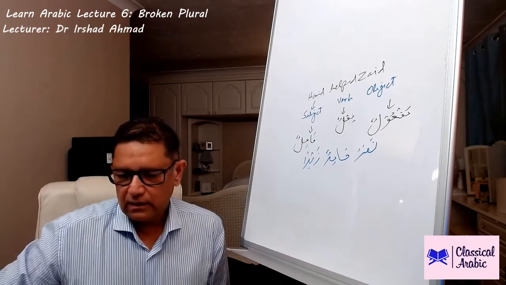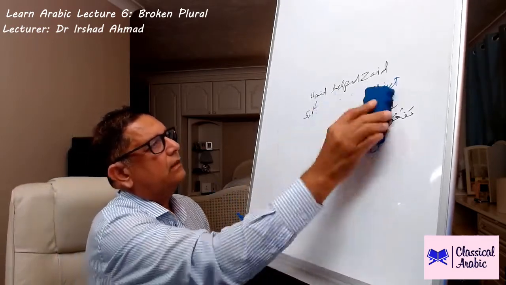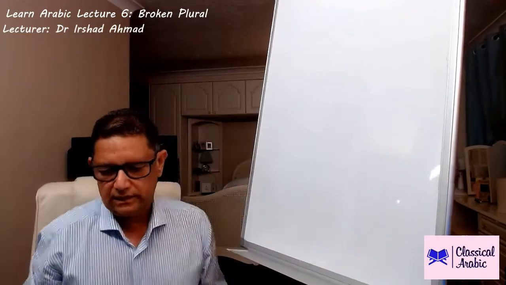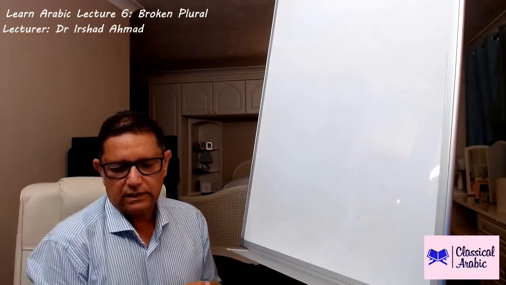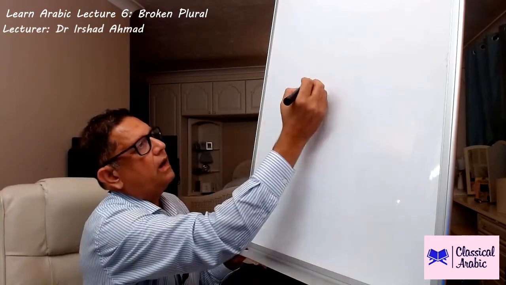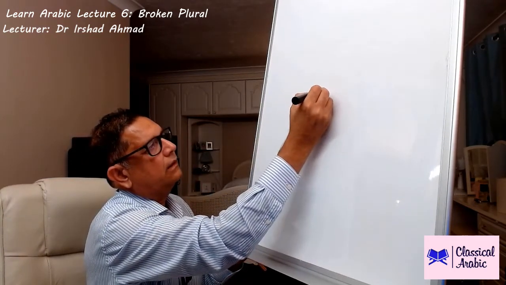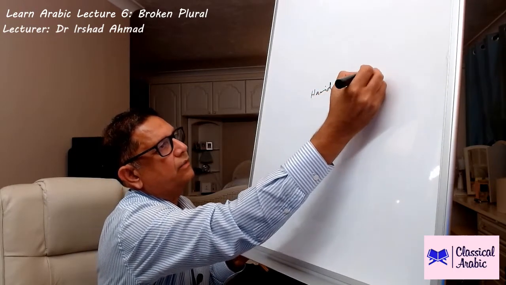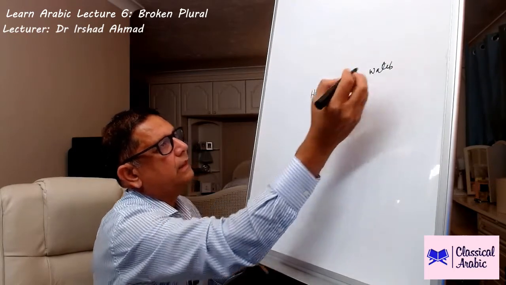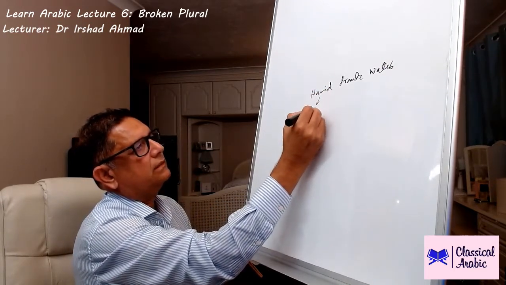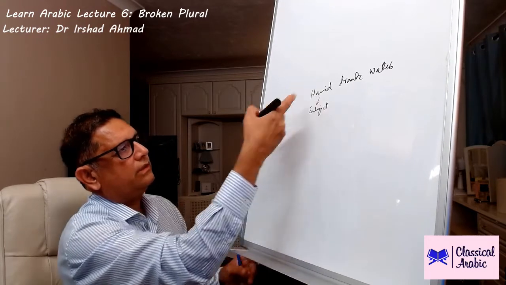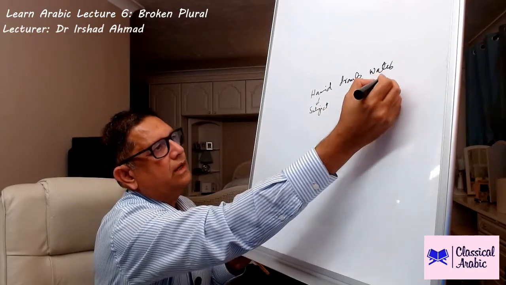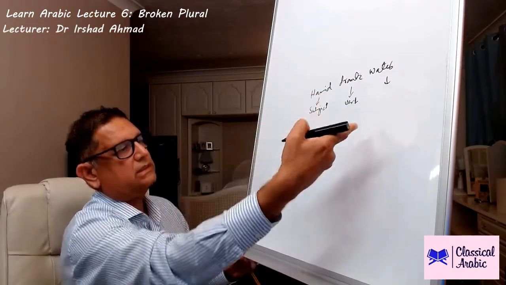For example, I'm going to write another English sentence here, and that sentence is that Hamid drank water. Again here Hamid is subject, doer of the action of the verb, drank is verb, and water, on which the action is taking place, is object.